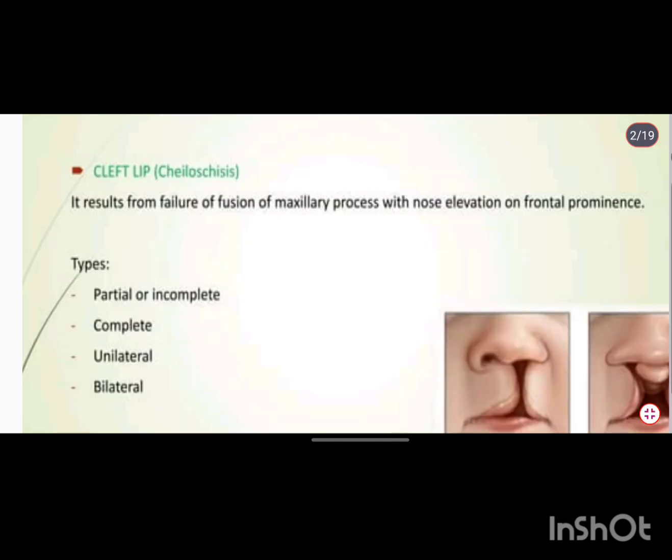We'll see the definition of cleft lip. Cleft lip is a failure of fusion of the maxillary process with the nasal elevation on a frontal prominence. Types are partial, incomplete, complete, unilateral, and bilateral. I'll show you what it is.